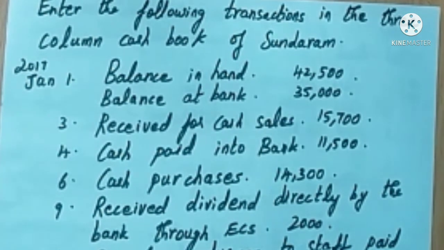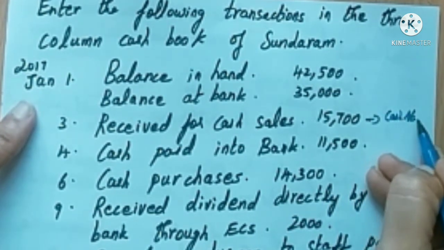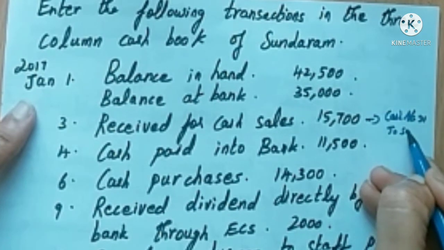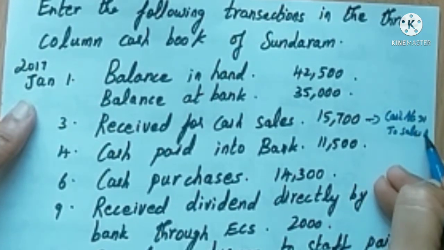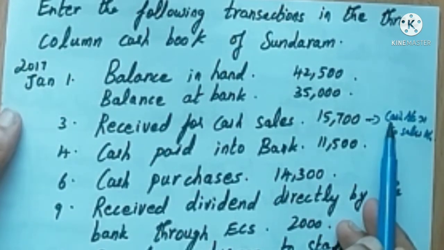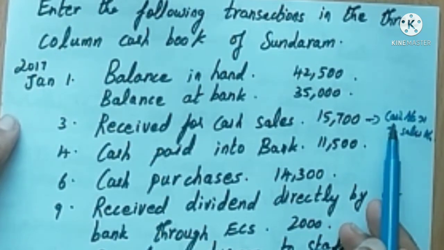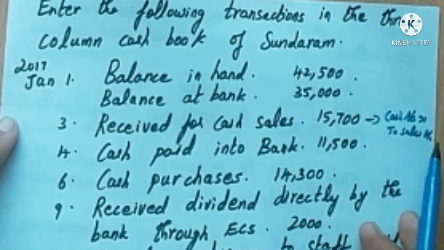We have to focus only on cash, that is whether the cash is debited or credited. In this entry, cash account debtor to sales account, isn't it? In this entry, we have to see whether cash is debited or credited. Here cash account is debited. So we are going to write in the cash book on the debit side to sales account.